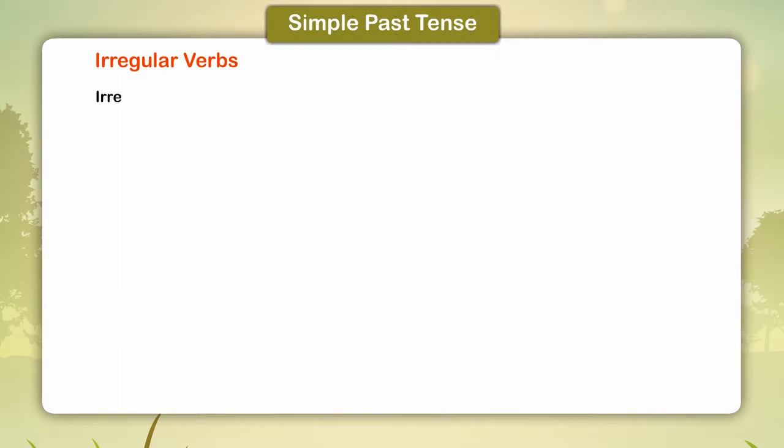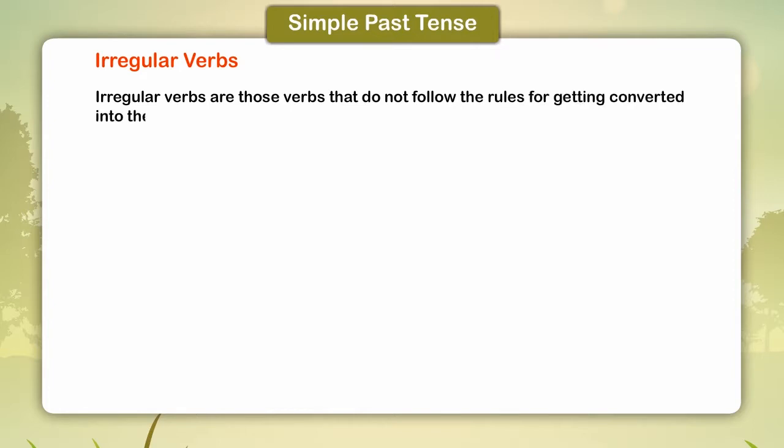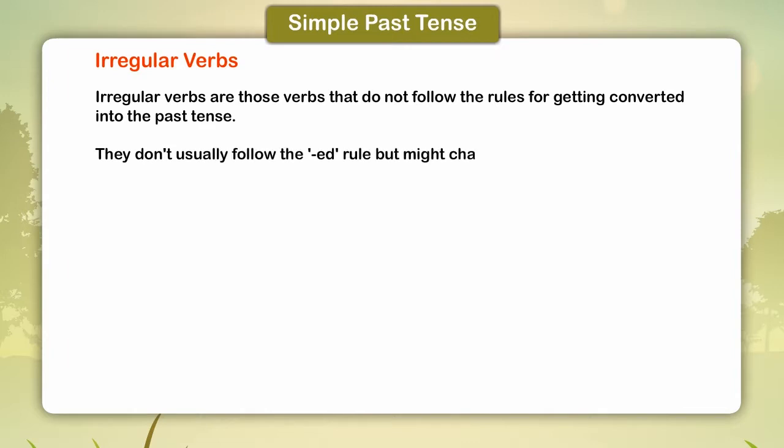Irregular verbs. Irregular verbs are those verbs that do not follow the rules for getting converted into the past tense. They don't usually follow the ed rule, but might change a final y into an i. Examples: say, said; pay, paid.